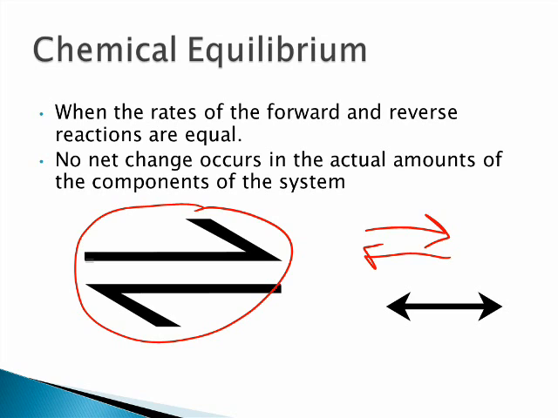That means the speed of the forward reaction and the speed of the reverse reaction are the same. So no net change will occur in the actual amounts. Once a reaction occurs and stabilizes, then we have equilibrium. So let's look at an example here.